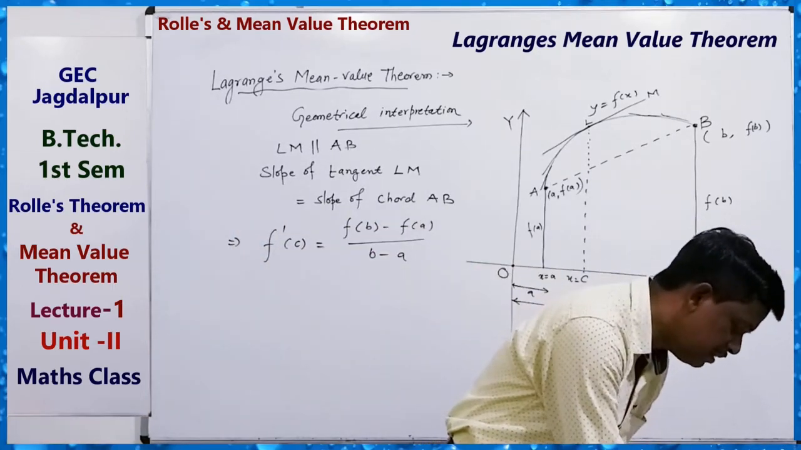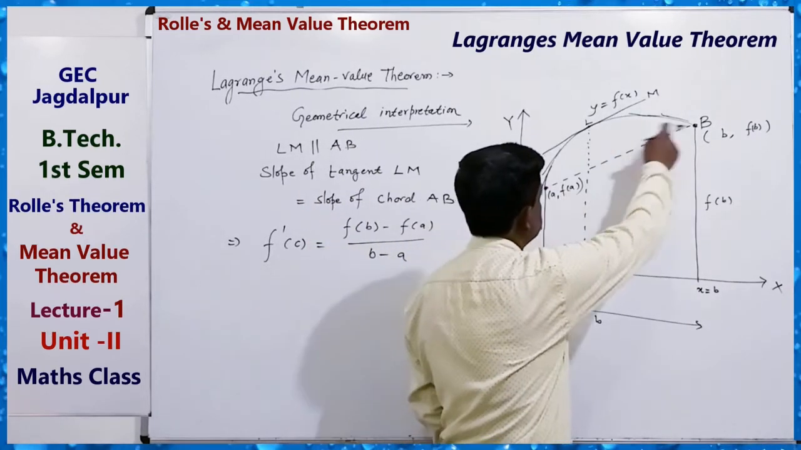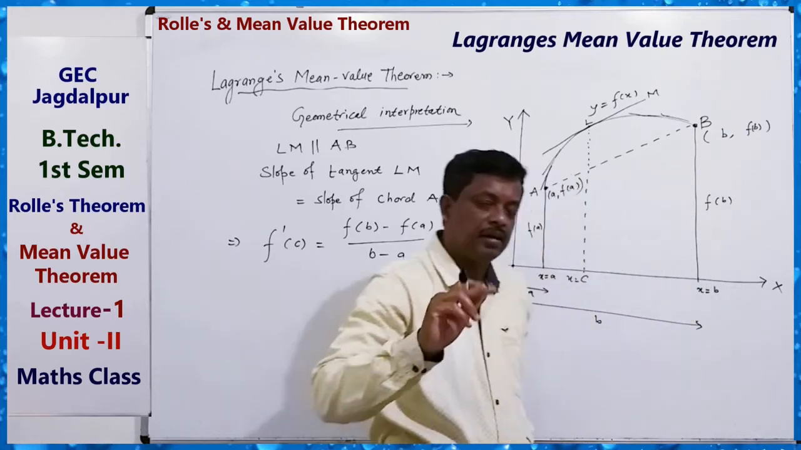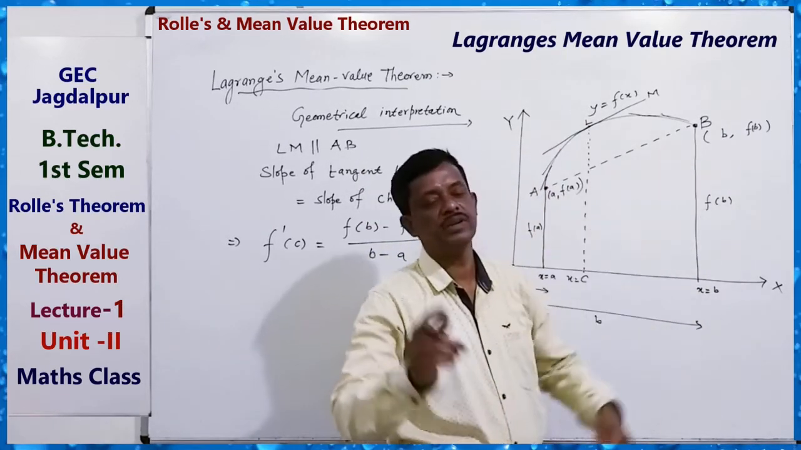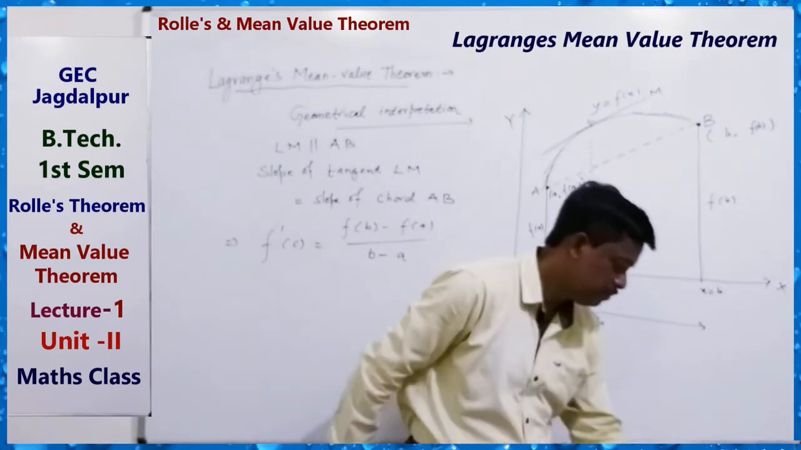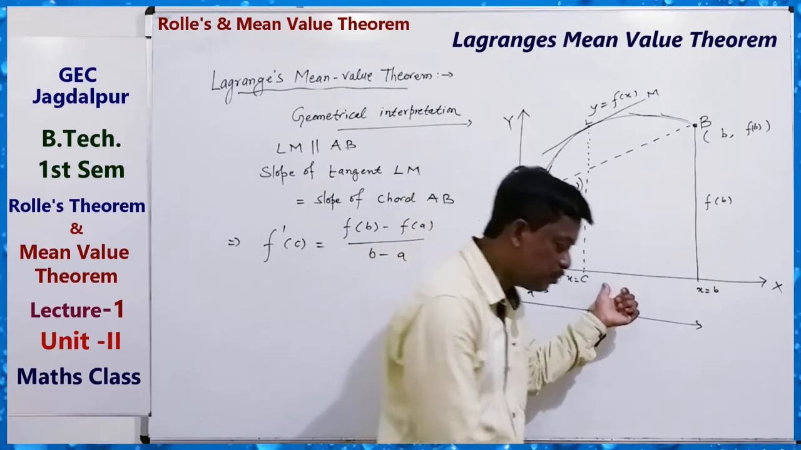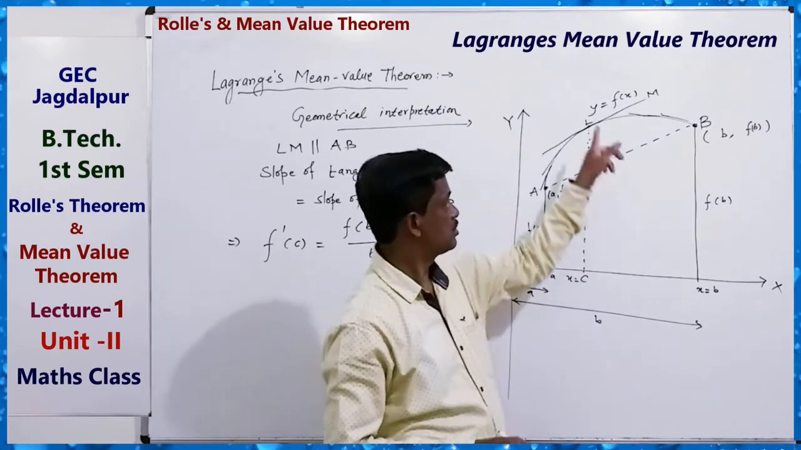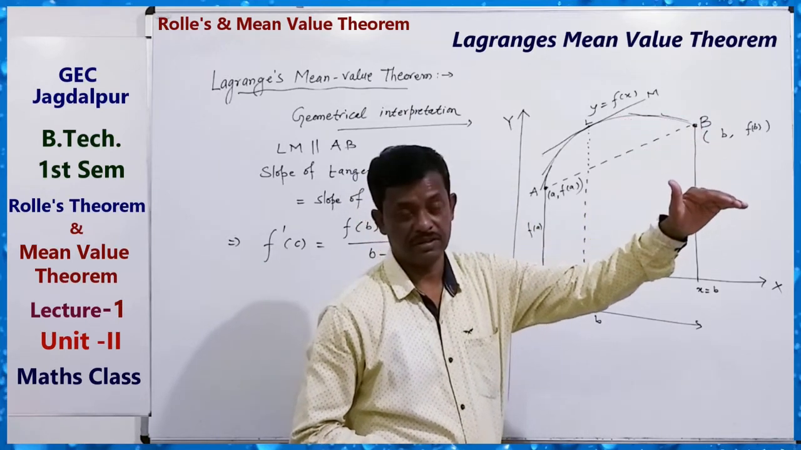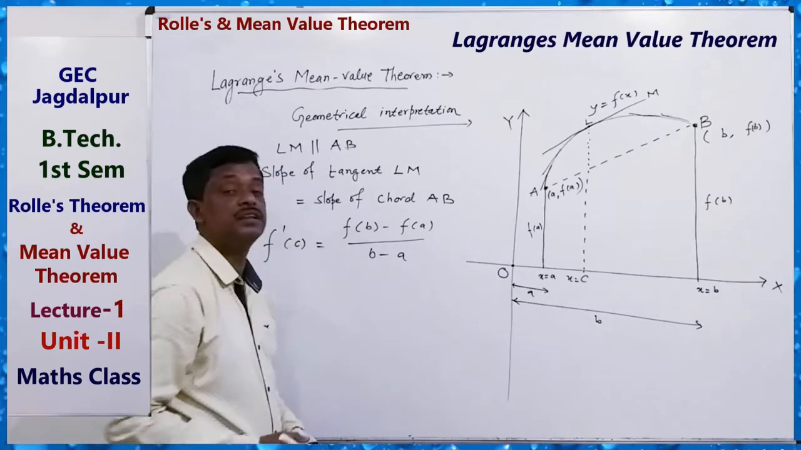You can say geometrical meaning how? If a curve has a tangent at each point, meaning the curve is continuous from A to B, curve AB, then there exists a point on the curve at which the tangent to the curve is parallel to the chord joining the endpoints of the curve. So this is the geometrical interpretation.